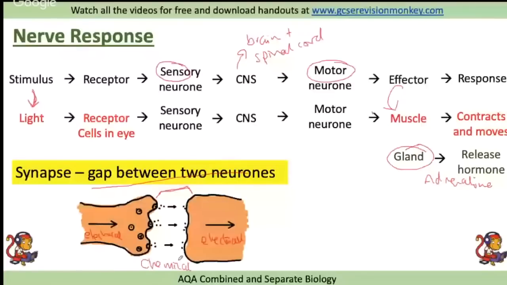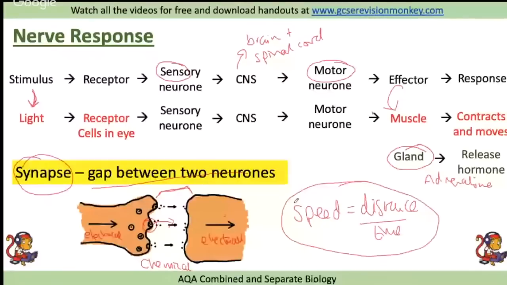Okay, so as the nerve is carrying the signal along here, it's electrical, it gets to the end, chemicals are transmitted, which slows the whole process down slightly, and then it gets transferred onto the next neuron. So the more synapses that you have, the slower the response will be. And in the exam, they might talk about using the equation speed equals distance over time in relation to how quick nerve responses are, but they'll just expect you to know that anyway from Key Stage 3.